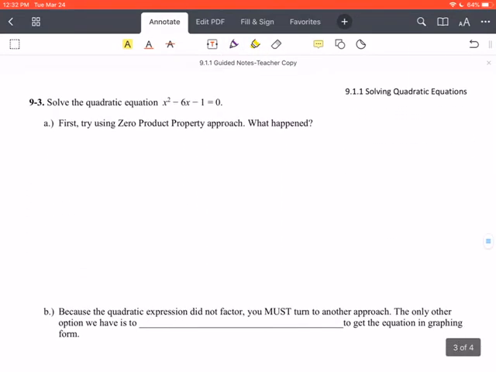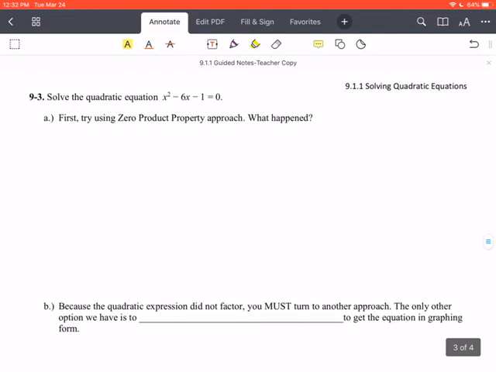Don't get too caught up in the graphing calculator, but again, one of my goals is to show you how to become efficient with that tool to check your work in order to progress through problems. So now we are doing a completely new problem, and we are being asked to solve the quadratic equation x squared minus 6x minus 1 equals 0.